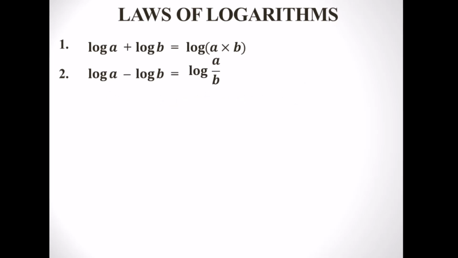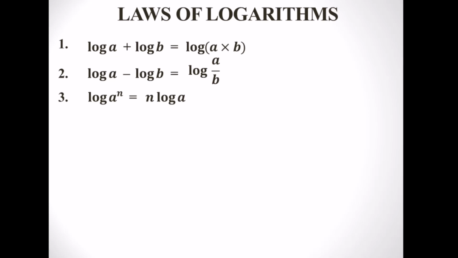We can go ahead and look at the third law of logarithms. It states that the logarithm of a number a raised to a power n translates to n times the logarithm of a. For example, the logarithm of 3 raised to power 2 is the same as 2 log of 3.